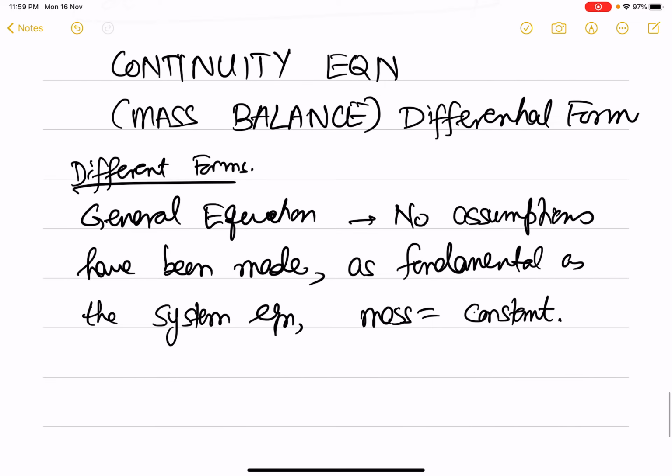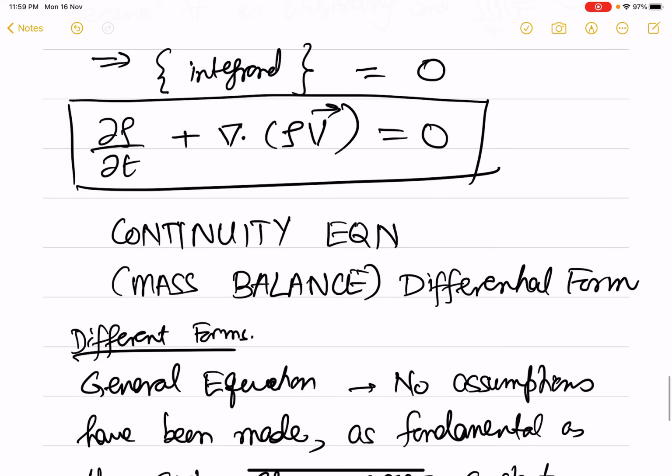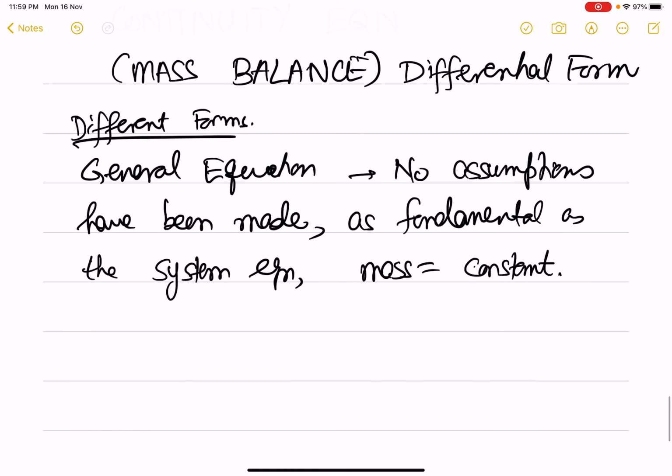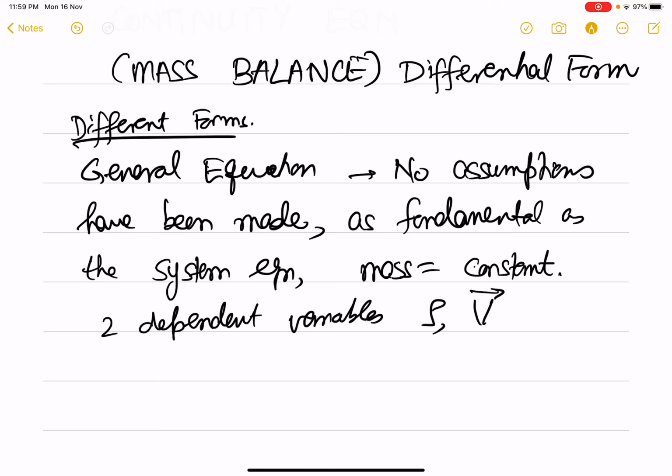So it's valid for all flows, for all conditions: 2D, 3D, steady, unsteady, compressible, incompressible. This is the form of mass balance equation. And there are two dependent variables here. In the continuity equation, there are two dependent variables, rho and the velocity vector. And actually, while I say two, if the velocity vector is three-dimensional, they may become four dependent variables.